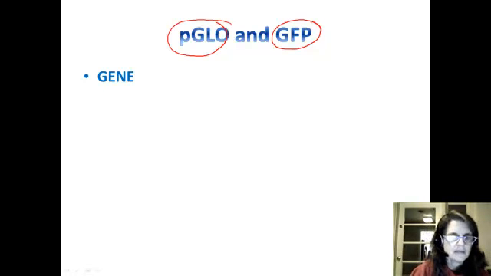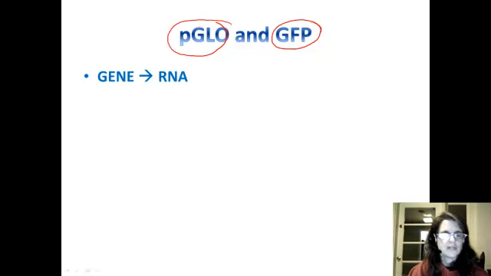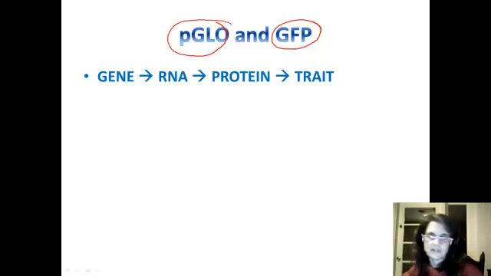Let me make sure you understand this concept. We've already spoken of it. pGLO and GFP are 2 abbreviations we'll be using. Please remember your central dogma idea. You have a gene in the DNA. We transcribe that gene into RNA, which then is translated into a protein by the ribosomes, and that gives us a trait. The protein gives us some visible trait.